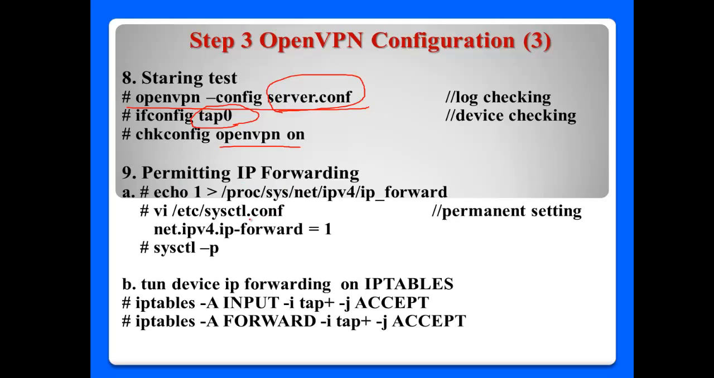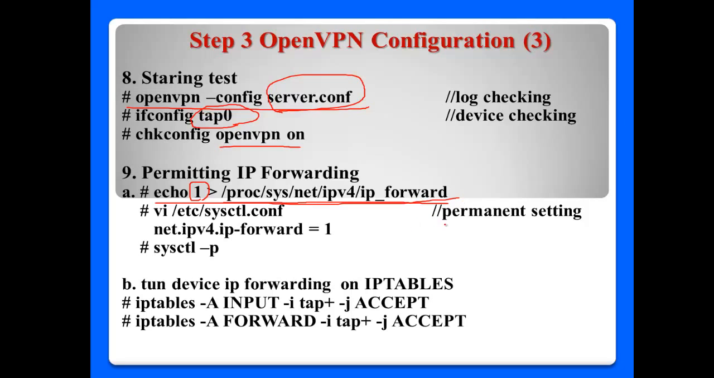Normally, OpenVPN must activate this feature using this command. Echo 1 means activate or permit, 0 means does not permit. Into /proc/sys/net/ipv4/ip_forward. But this configuration will be only a temporary configuration.